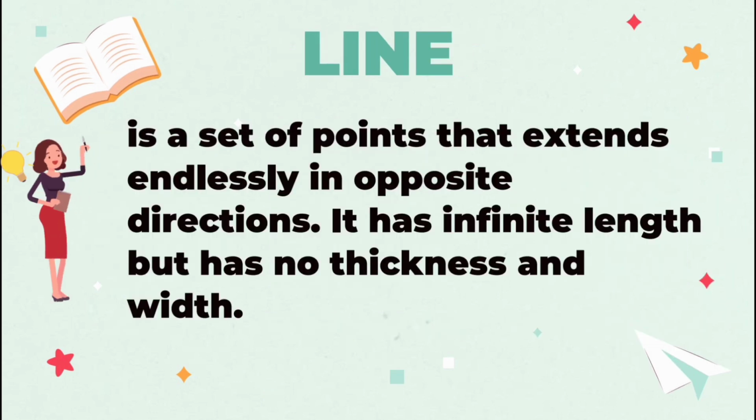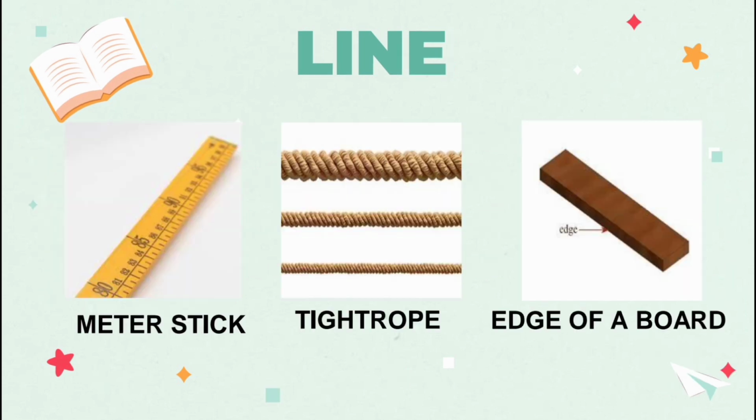Line. A line is a set of points that extends endlessly in opposite directions. It has infinite length but has no thickness and width. For example, a line may be represented by any object resembling a straight line like a meter stick or a tightrope. Other examples are the edge of a board because it has length but has no width and thickness.